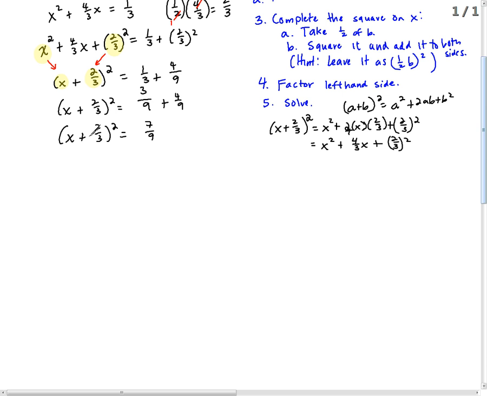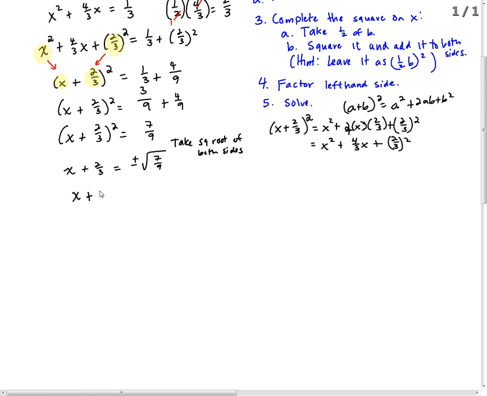If I solve for x, I want x by itself, but x is stuck in here. It's squared. So the easiest thing to do is take the root of both sides. So I get x plus 2/3 equals, when I take the root of both sides, I have to take the plus or minus square root of 7/9. So I took the square root of both sides here.